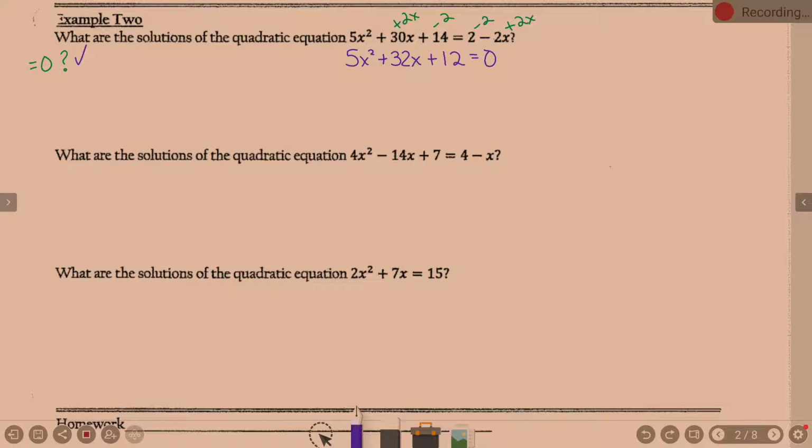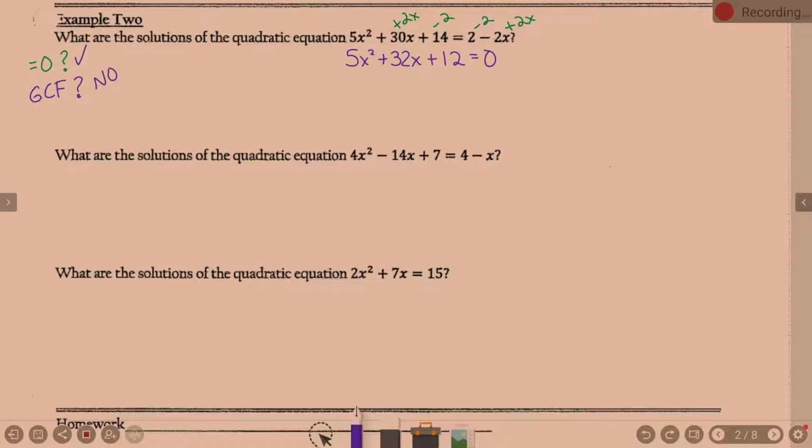Now, what's my next question? Greatest common factor. Is there a GCF? Do 5, 32, and 12 have anything in common between all three? No. Besides 1, right? Okay. We wish there was a GCF of 5. That would make our life a lot easier right now. But there's not. So, okay. No GCF.